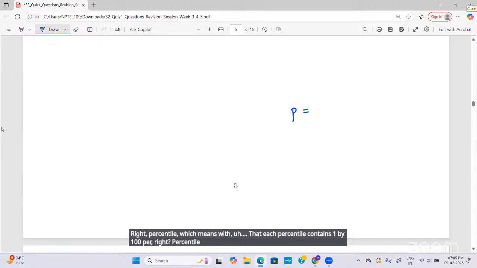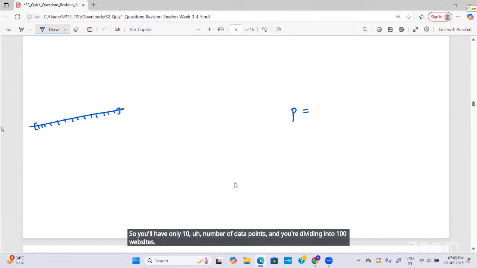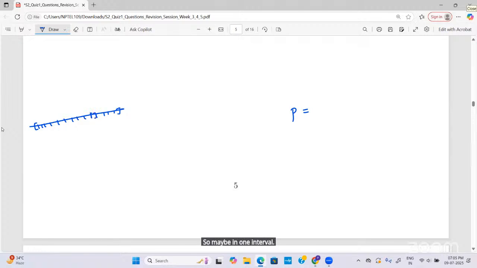Suppose this is your data set. It divides your data set into 100 equal parts. So you have only 10 data points and you are dividing into 100 parts, so maybe in one interval you will not get any data point. That's why if you look at a smaller data set, you might face these issues. And here n is 10 only.